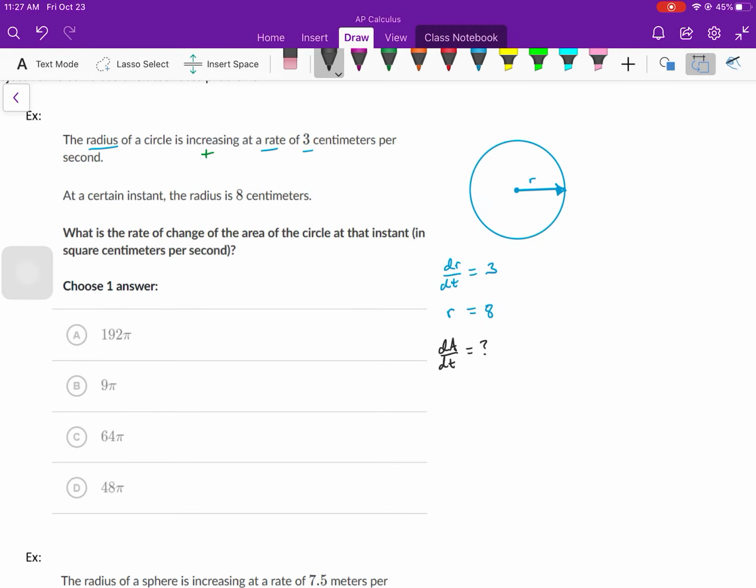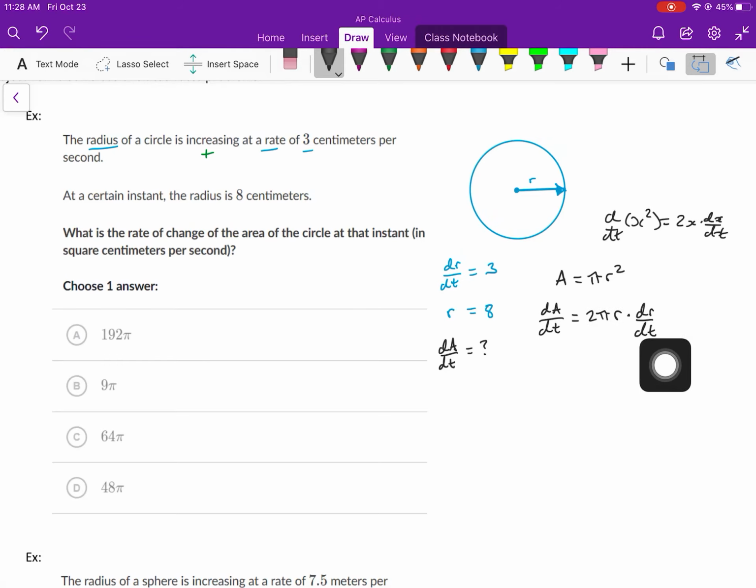So our area formula, we're going to develop our model. The area of a circle is pi r squared. Now remember, pi is a constant coefficient here. So we're going to take the derivative of both sides. dA/dt, the derivative of A, is going to be 2 pi r to the 1 times the derivative of the inside function, which is r. Remember how if we took the derivative of x squared with respect to t, you end up with 2x times dx/dt? Well, that's just what we did. We just had a pi in front, so it becomes 2 pi r times the derivative of r, which is dr/dt.